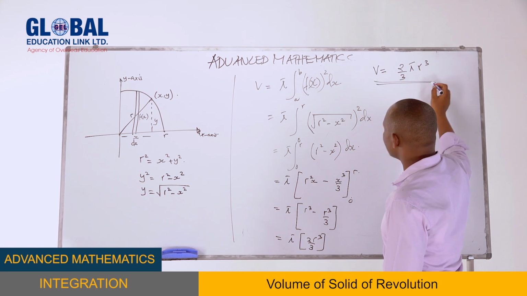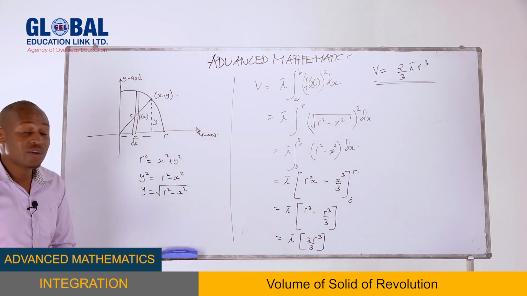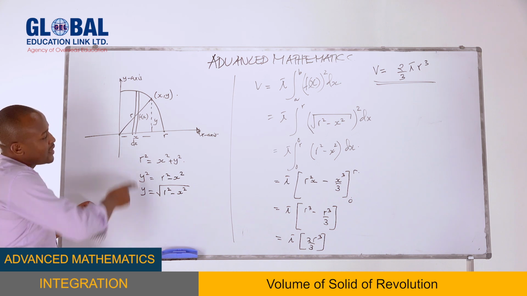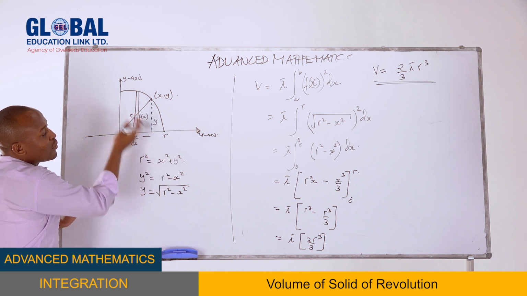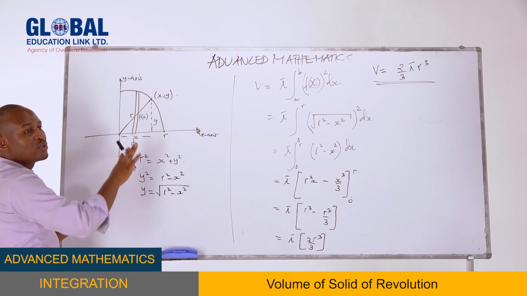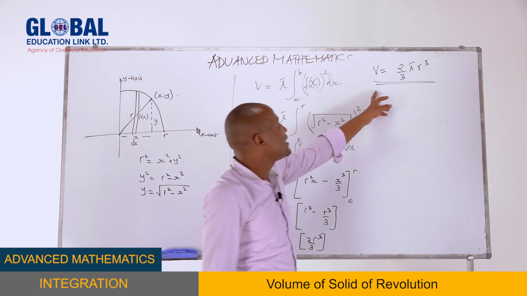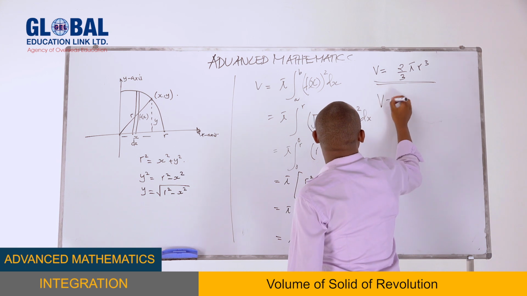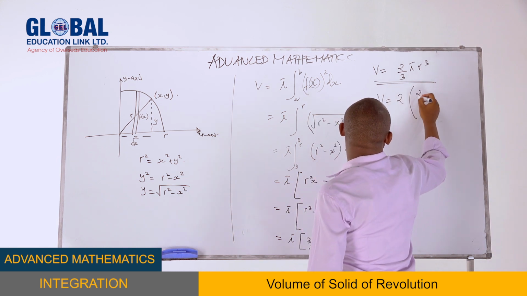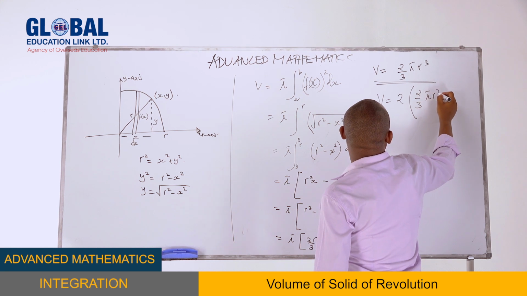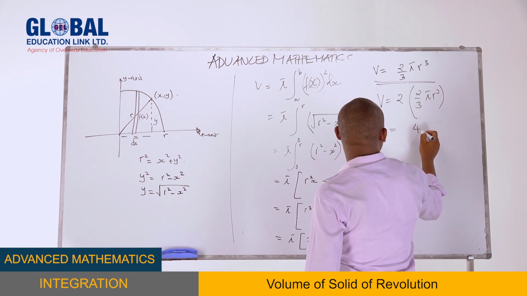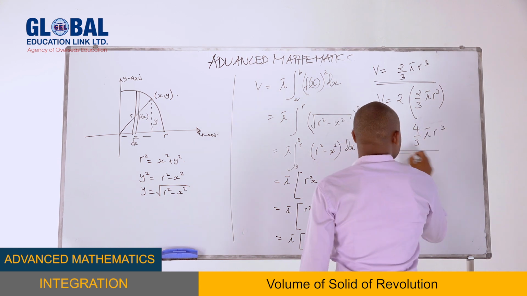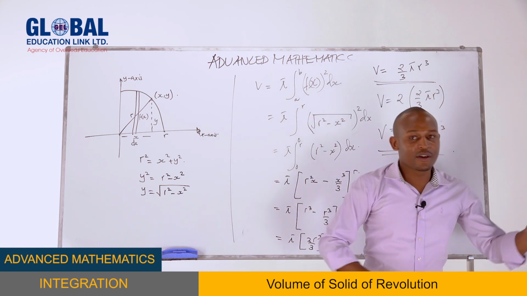Now, this volume we've obtained, as we know, is the volume of the hemisphere. Now we want the volume of the whole sphere. That means this must be multiplied by 2. And how do we do that? Let's multiply that by 2. So we have 2 times 2 over 3 pi r cubed. That is to say we have 4 over 3 pi r cubed. That is the volume.